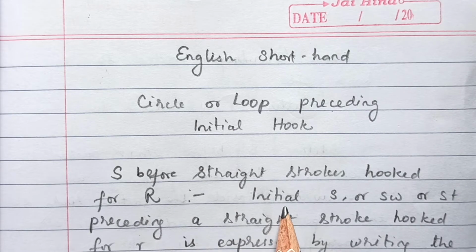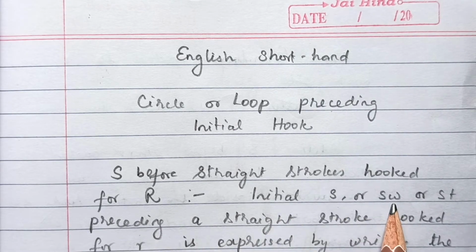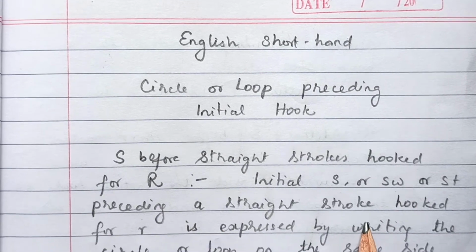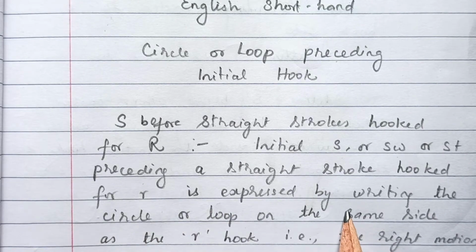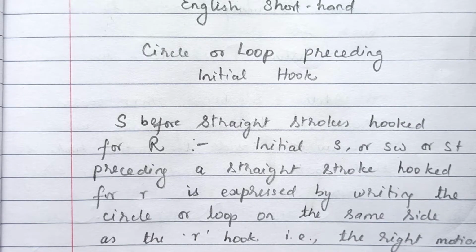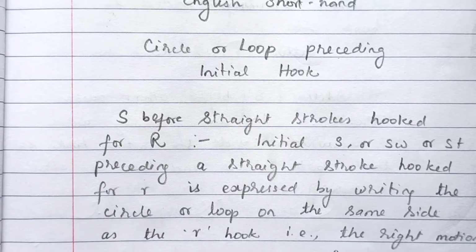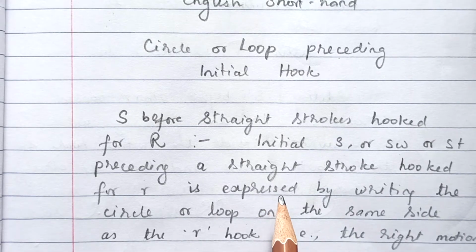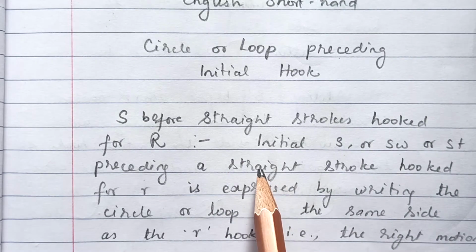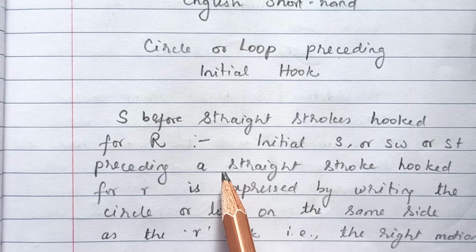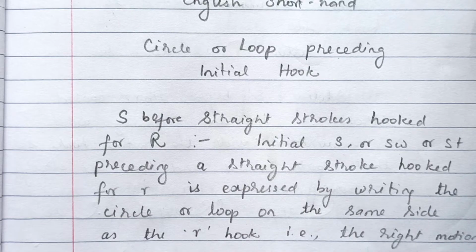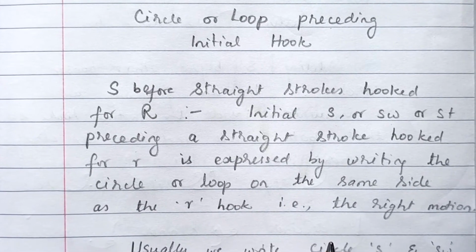So an initial S, R, SW or ST preceding a straight stroke hooked for R is expressed by writing the circle or loop on the same side as the R hook. That is the right motion. So whenever the sound of S comes before the initial hook of R, how to write such words, that we'll see in this class.